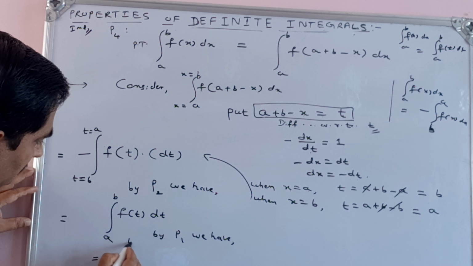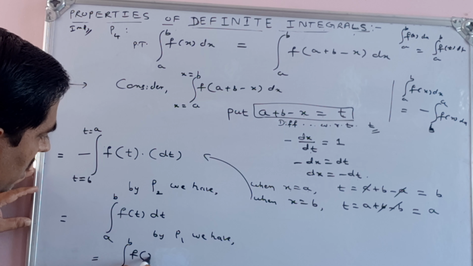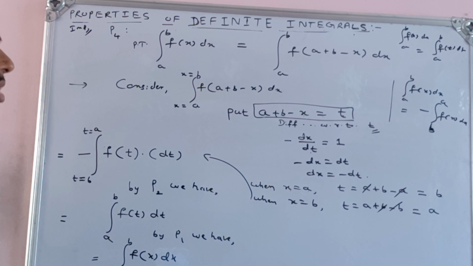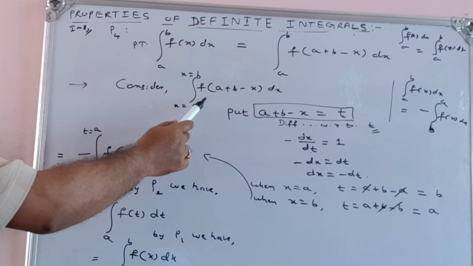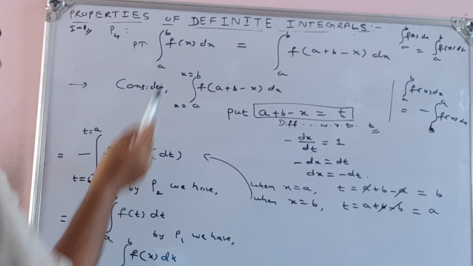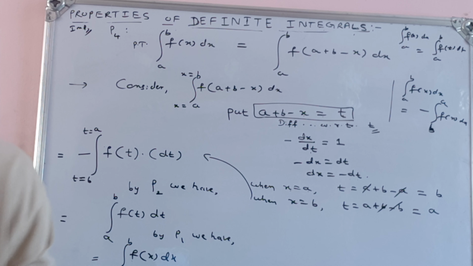So, integration of a to b, f of x, instead of this, dx, which is our LHS, f of x dx. Okay, so I have considered this RHS, f of a plus b minus x. So I proved that it is equal to the integral of a to b f of x dx. Therefore, this property is proved.